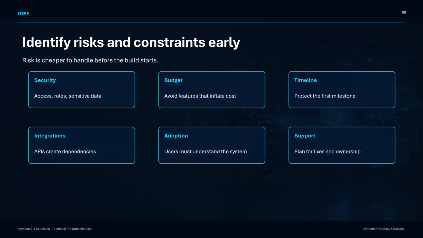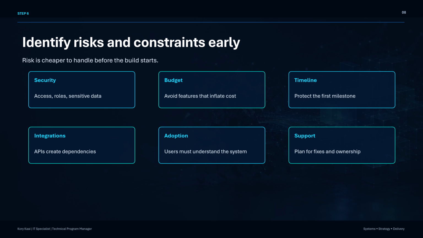Before building, I also look at risks and constraints. This includes security, privacy, budget, timeline, user adoption, data quality, integrations, and support. For example, if the system handles personal data, security and privacy cannot be added later. They have to be part of the plan.